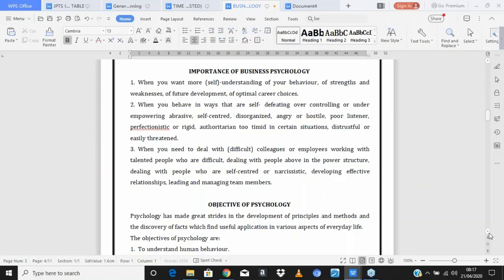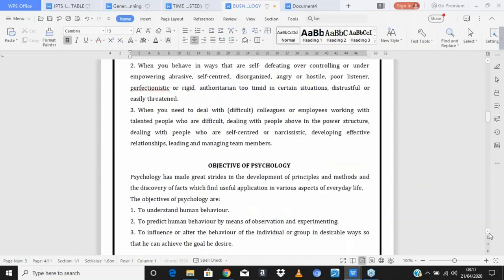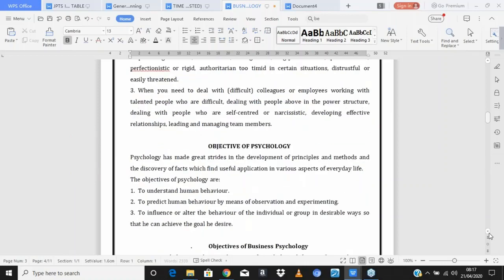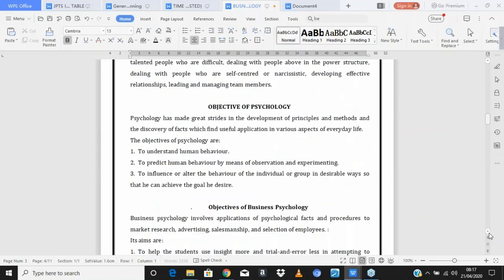We go out, we interact with people every day. Understanding business psychology will give us a better grasp of how to relate and how to interact with people. Okay, that's very important to know, the reason why we need this course. So we said psychology has made great strides in the development of principles and methods and the discovery of facts which find useful applications in various aspects of everyday life.